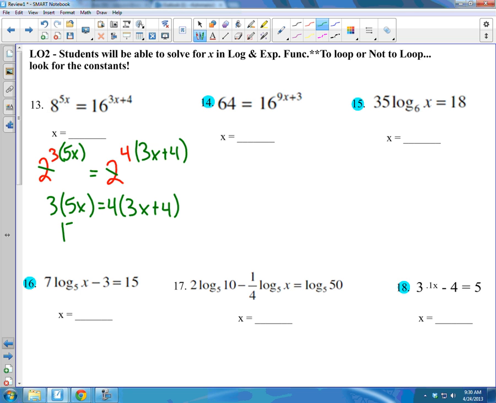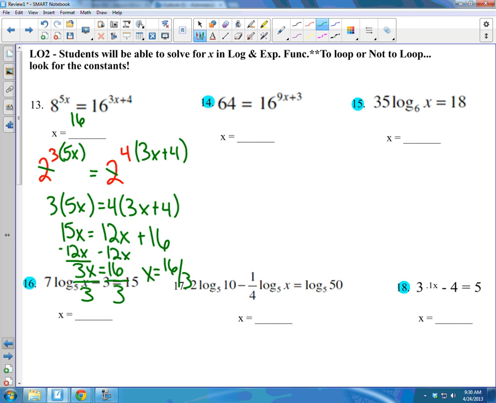So the left side is going to become 15x. The right side is going to be 12x plus 16. And now to solve for x, I'm going to have the 12x join the 15x by subtracting it. At this point, I have 3x, and on the right side, I still have the 16. And now to solve for x, I'm going to divide by 3. So when I'm done, x is 16/3, which you can write that.